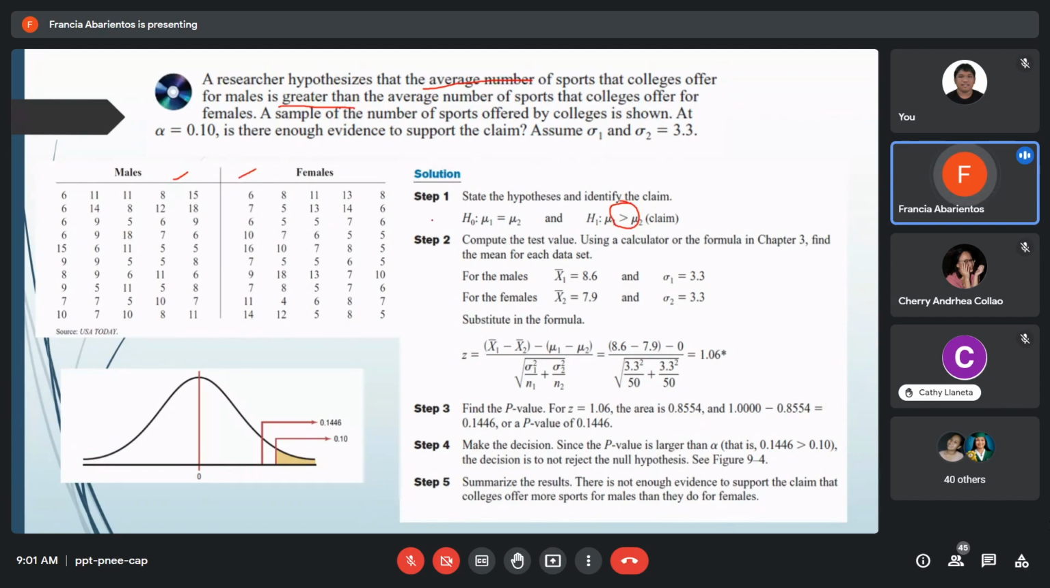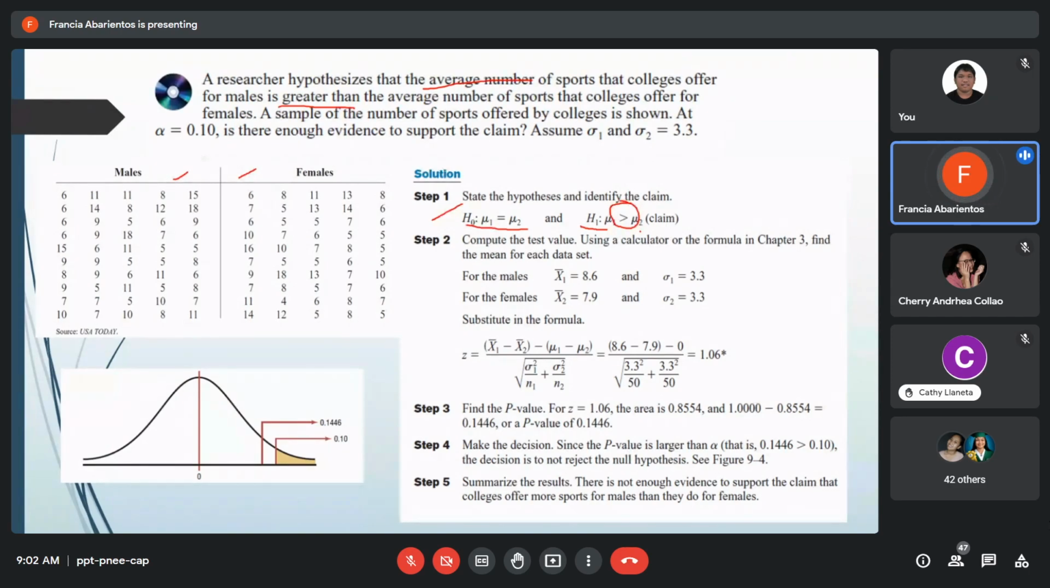So, you always state the hypothesis. The null hypothesis is that the mean or average number of sports that colleges offer for males is equal to the average number of sports that colleges offer for females. While the claim, or the alternative hypothesis, is that the mean is greater than the average number of sports that colleges offer for females.